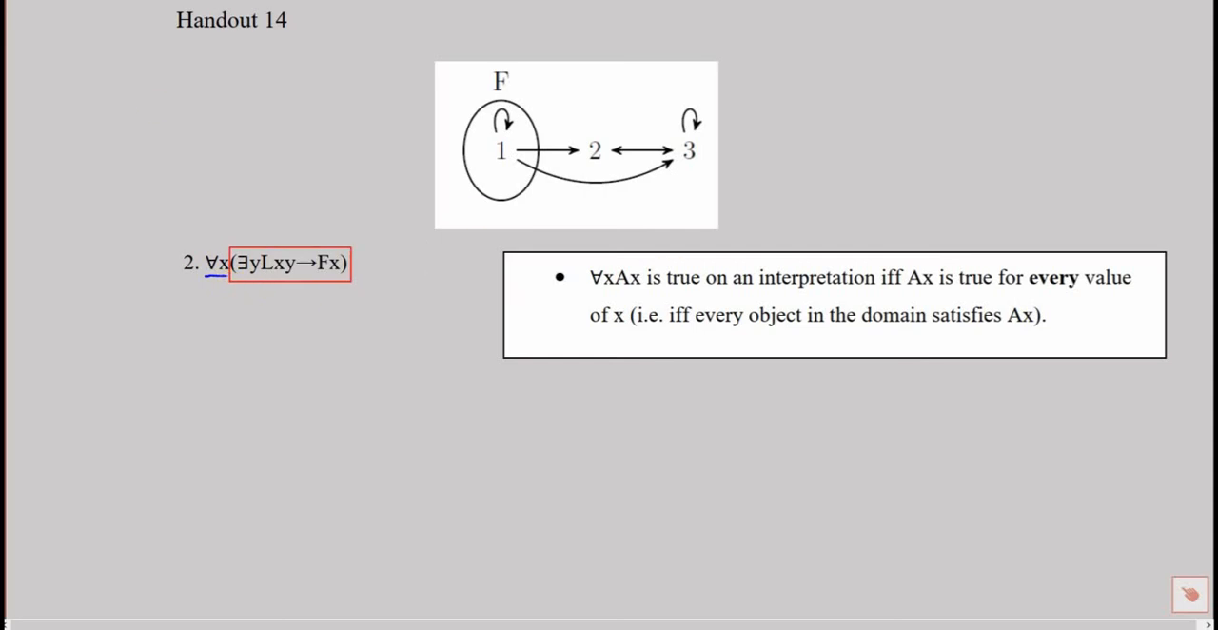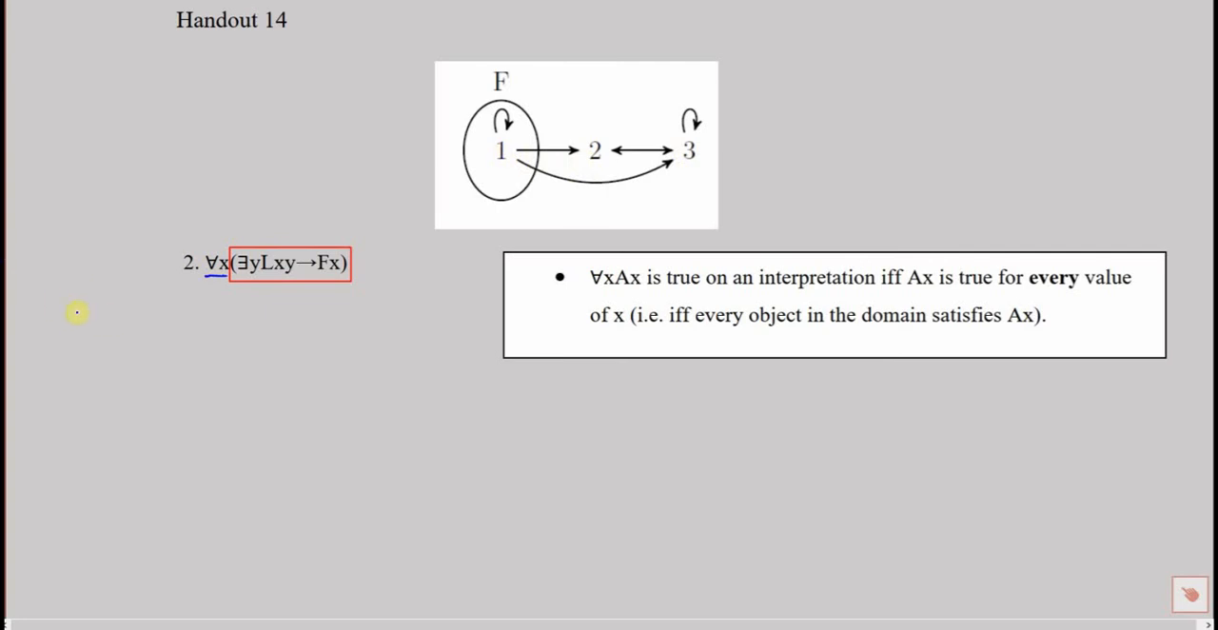And from last week, you remember that for all x, ax is true on an interpretation if and only if ax is true for every value of x. In other words, if and only if every object in the domain satisfies ax. So here ax is this whole thing in the box, so the question is whether the thing in the box is true for every value of x. So let's check that. We need to check three values, 1, 2, and 3.